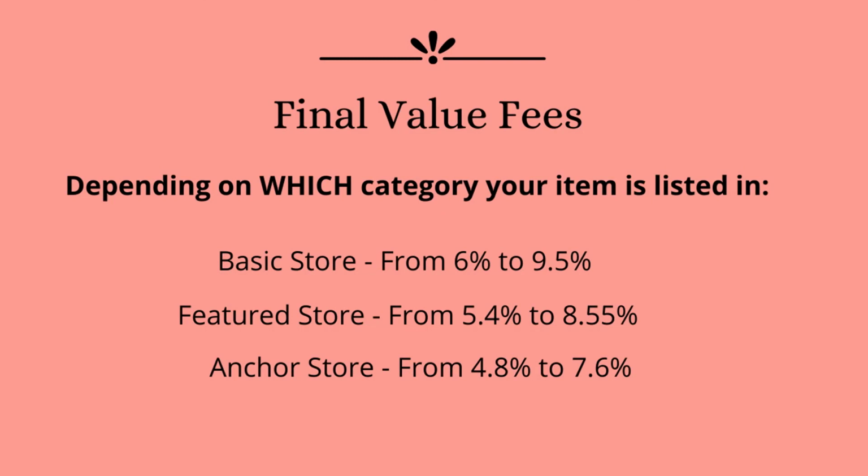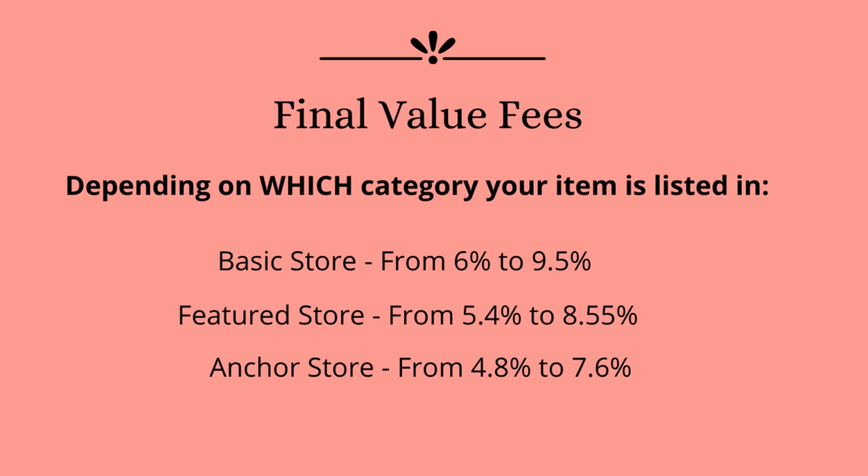And then, of course, we've got the final value fee. It does depend on whether you've got a basic store, a featured store, or an anchor store, the percentage. Basically, as you're paying more for your store, like if you've got a featured store, the percentage goes down. But looking at it, you can see there all the different percentages. For the basic store, it will depend on which category your item is listed in. You just need to have a look. That information is, if you just search for it in the help, you'll see there's all different rates. But I always allow about 9.5% because most of mine fit in that category.